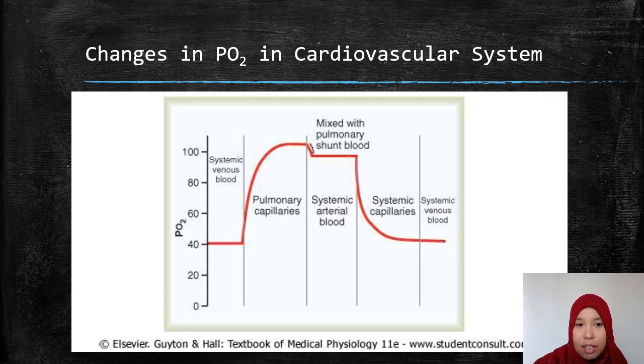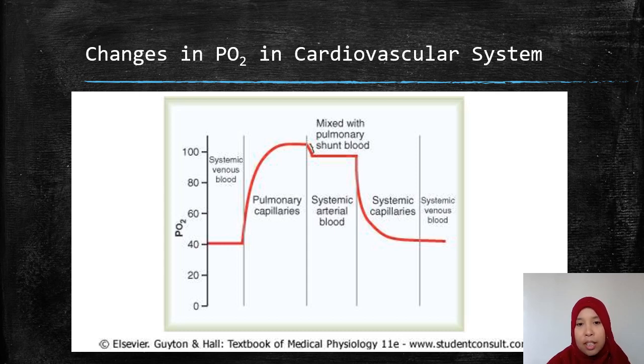So you can see that from 100 you have slightly lower here, and then finally this is from the heart, and from the heart to the systemic. Systemic here means to the rest of the body tissues. We call it systemic capillaries. And then again back to the systemic venous blood. This is going back from the body tissues to the heart again, right? So here there's a mix with pulmonary shunt blood.